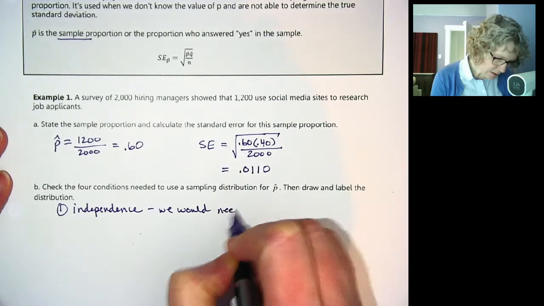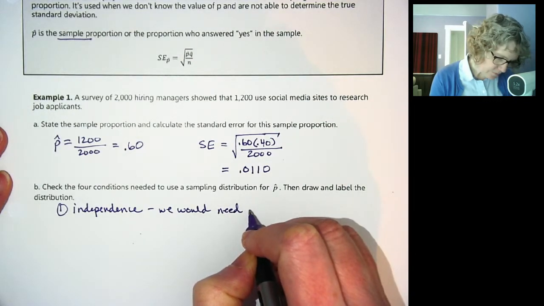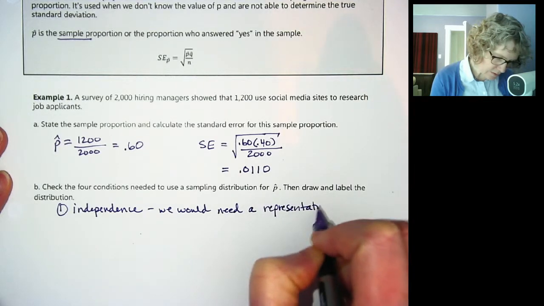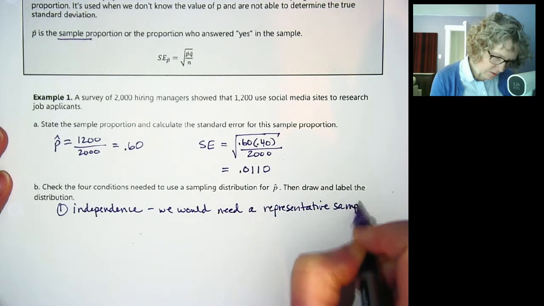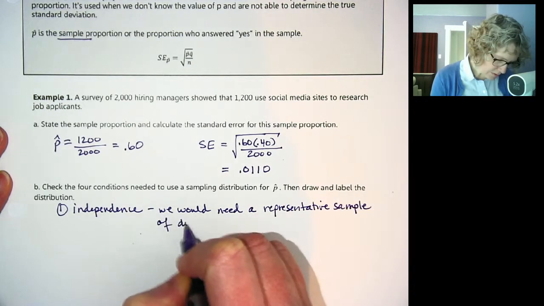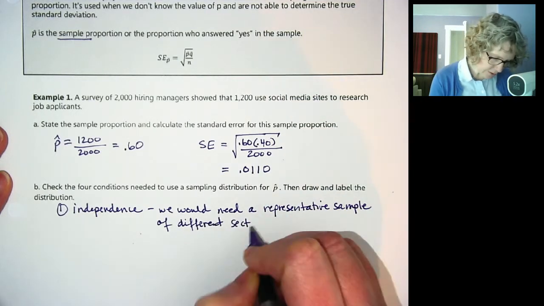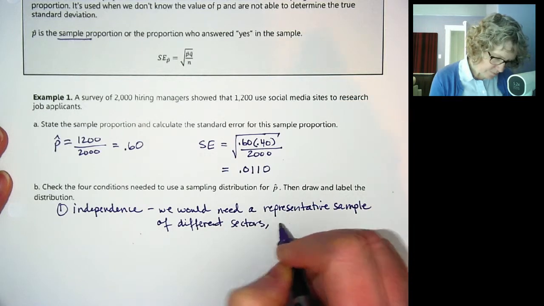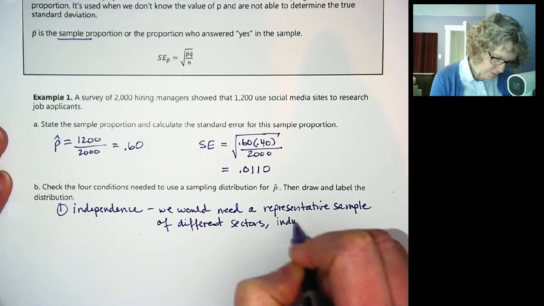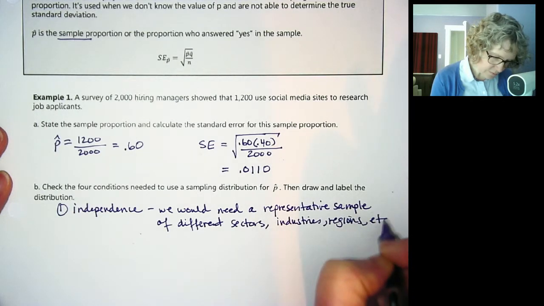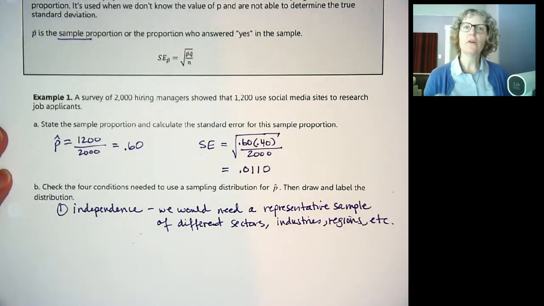We would need a representative sample of different sectors, like public sector, private sector, industries, regions, etc. Kind of like in the healthcare poll, how they stratify, or they didn't exactly stratify, but they made sure that they got a representative sample.